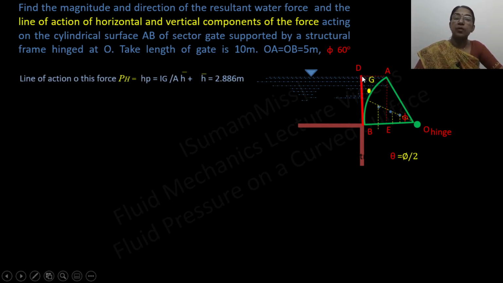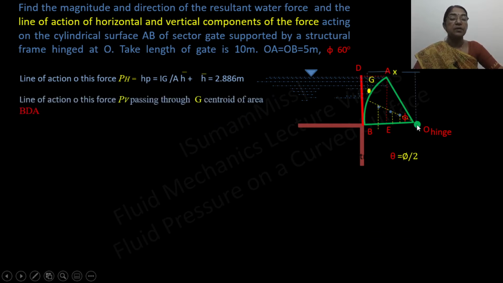And now vertical component of resultant hydrostatic force is equal to the weight of the water that is enclosed in ABDA. So let us consider G is the center of gravity of this area ABDA, which is at a distance of x from the hinge. Similarly, for the area of this rectangle DAEB, its center of gravity is indicated by G1. Now the area of the sector OAB, its center of gravity is indicated by G3, and for the area of this triangle OAE, the center of gravity is marked as G2.